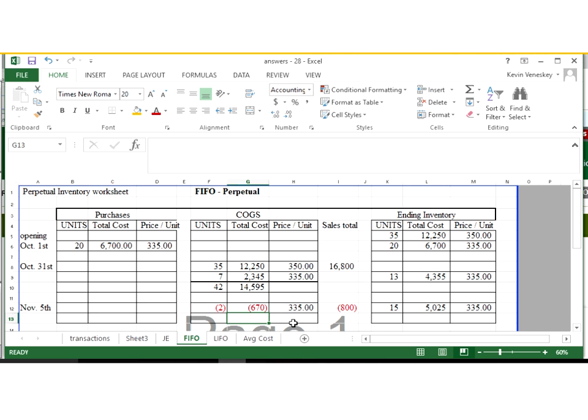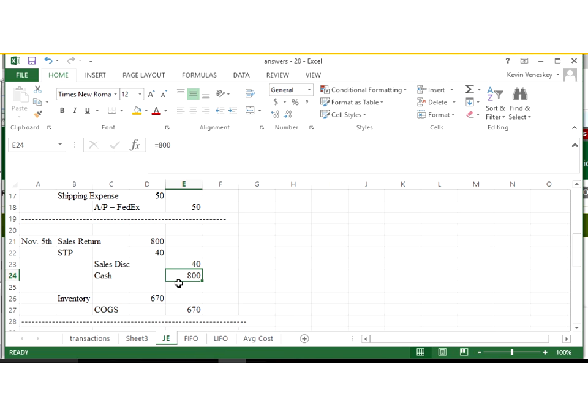There we go. I tell us that the items were from the October 1st items, so those were $335 a piece. I'm getting those back. And that's what I have on my books right now. It works out well like that. So I have 2 items at $335. And so now I have 15 items that each cost $335 in my ending inventory.